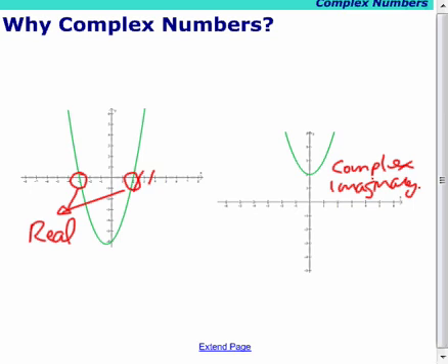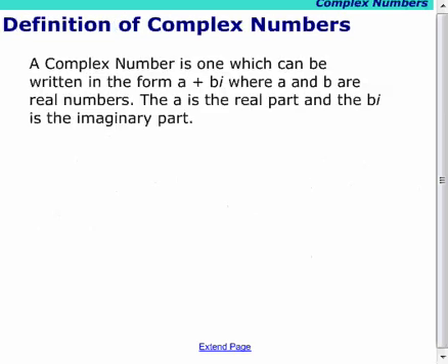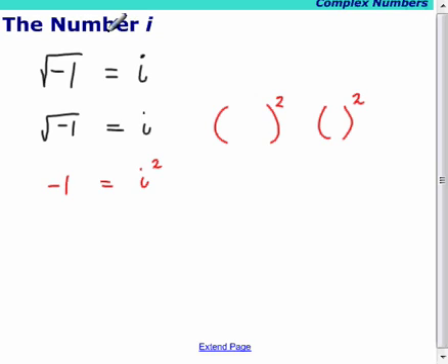So first off, here's a definition of complex numbers. A complex number is one which can be written in the form of a + bi, where a and b are real numbers, and the a is the real part, and the b, or the bi, is the imaginary part. Now we throw this i in. What in the world is i? Well, here's how mathematicians define i. They call it a number, and they define i as being the square root of -1.